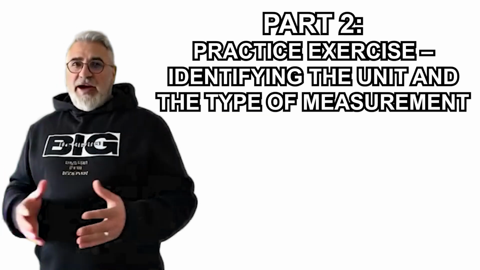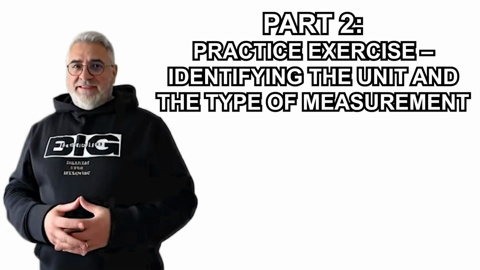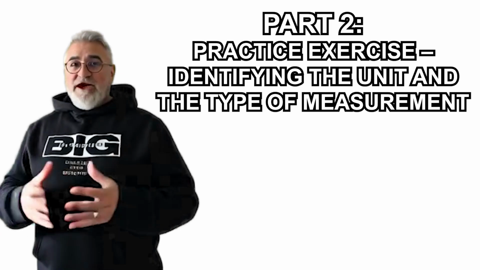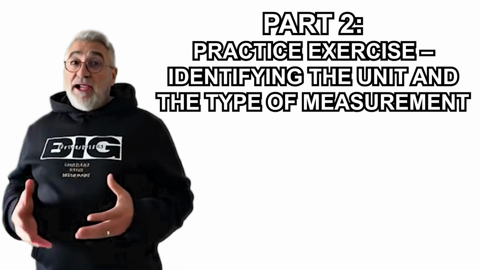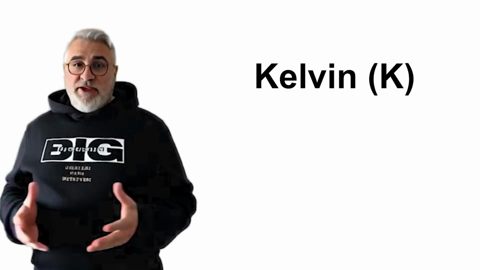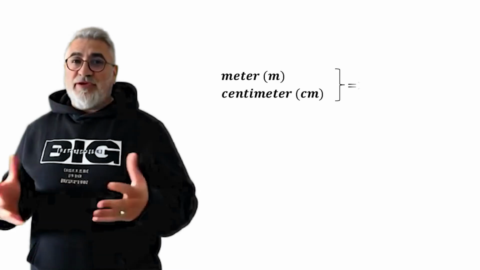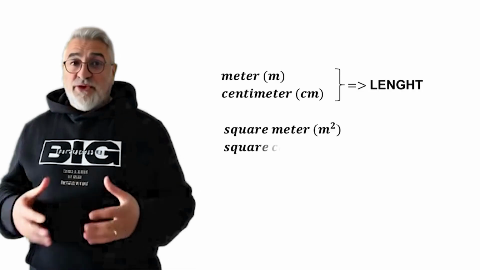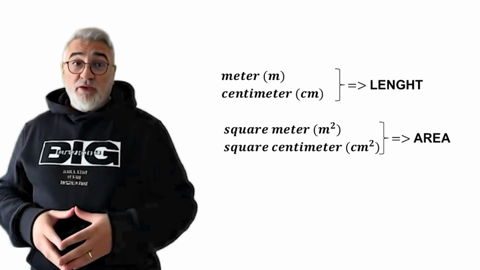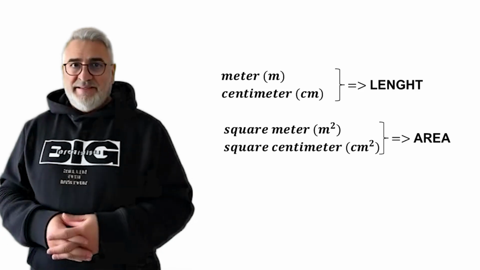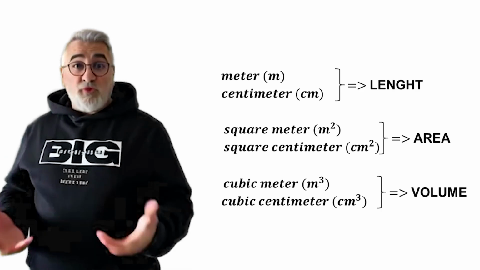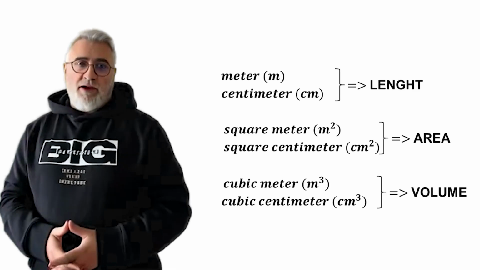Now let us look more carefully at the units we use in measurements. Before converting anything, it is very important to understand what type of quantity we are dealing with. When you see a unit, the first question you should ask is simple: what does this unit measure? If the unit is meter or centimeter, we are measuring length. If the unit is square meter or square centimeter, we are measuring area. If the unit is cubic meter or cubic centimeter, we are measuring volume.